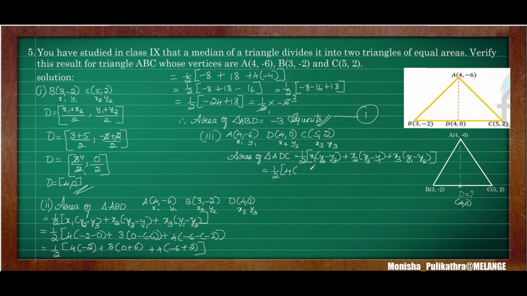So here x1 is 4, y2 is 0 and y3 is 2, plus x2 is 4, y3 is 2, minus y1 is minus 6, plus x3 is 5, y1 is minus 6, minus y2 is 0. 4 into 0 minus 2 is minus 2, plus 4 into 2 minus into minus plus 6, plus 5 into minus 6. Because if like signs are there, we need to add. So 6 plus 0 is 6. The larger number's sign we need to retain there. Okay.